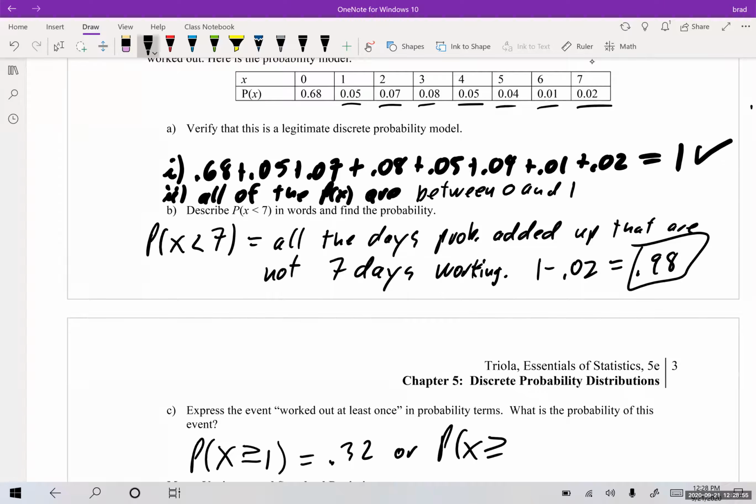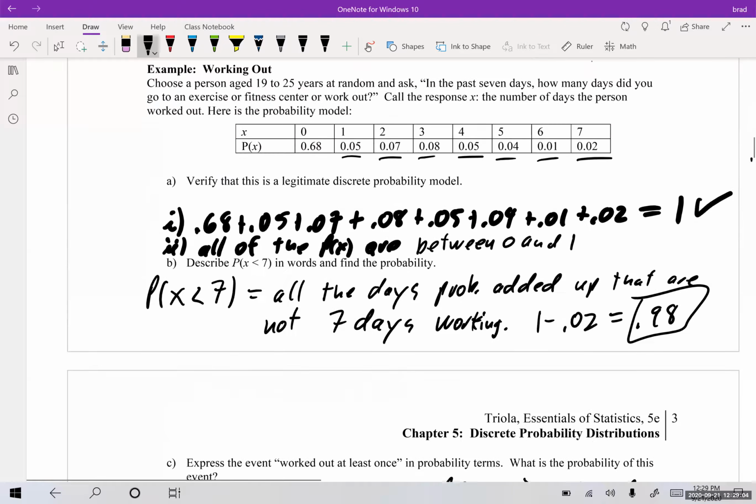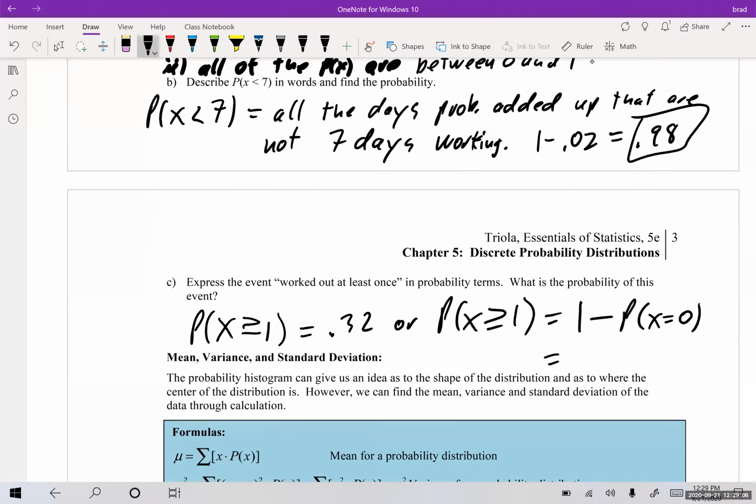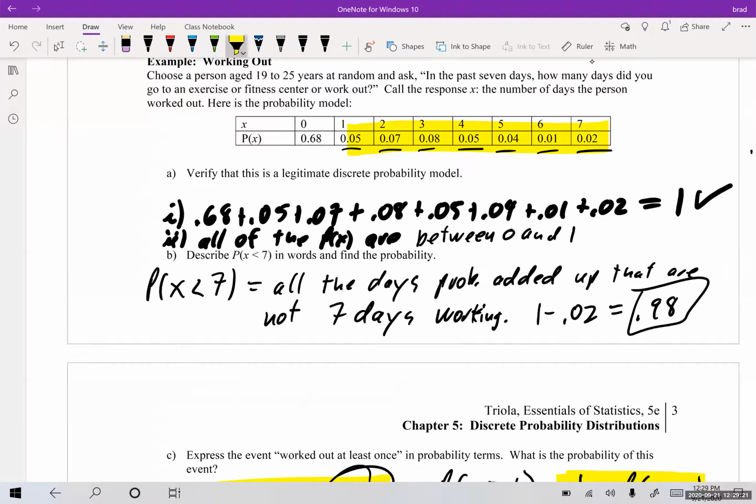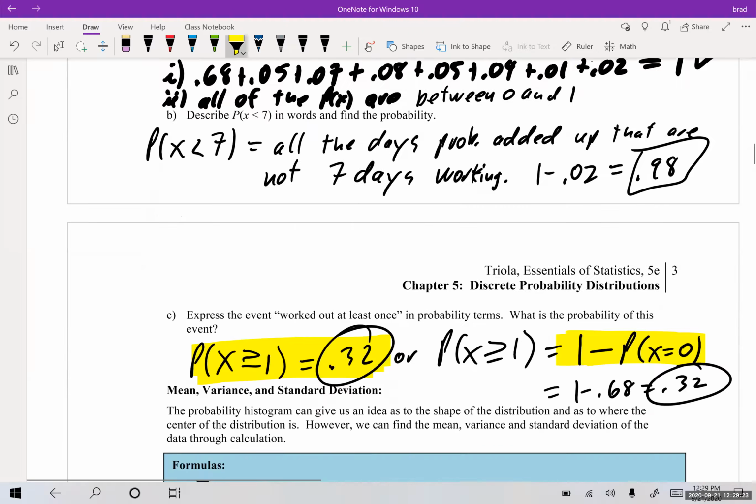Probability that X is greater than or equal to 1 is equivalent to 1 minus probability that X equals 0, right? What's the probability that X equals 0? 0.68. So this would be 1 minus 0.68, which equals 0.32, same answer. But this one I use the total probability, right? Remember we talk about everything has to add up to 1. And in this one I added up these days right here, okay? So that's how we can work with that.